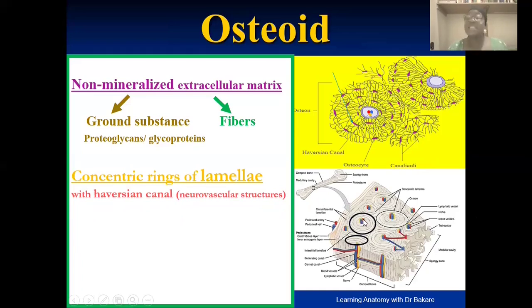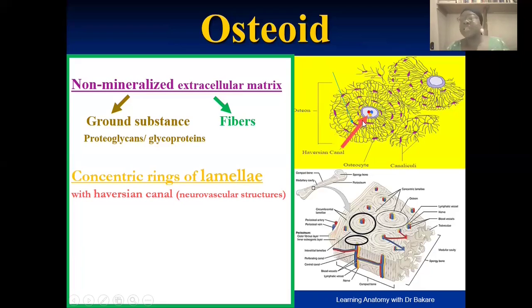Basically, this space is left to allow for the accommodation of neurovascular structures. If you look at this upper image, this is where we have the Haversian system. This circular orientation of bone tissue is what is seen here around this image. We say that at this central part, a space is left, and this is referred to as the Haversian canal.